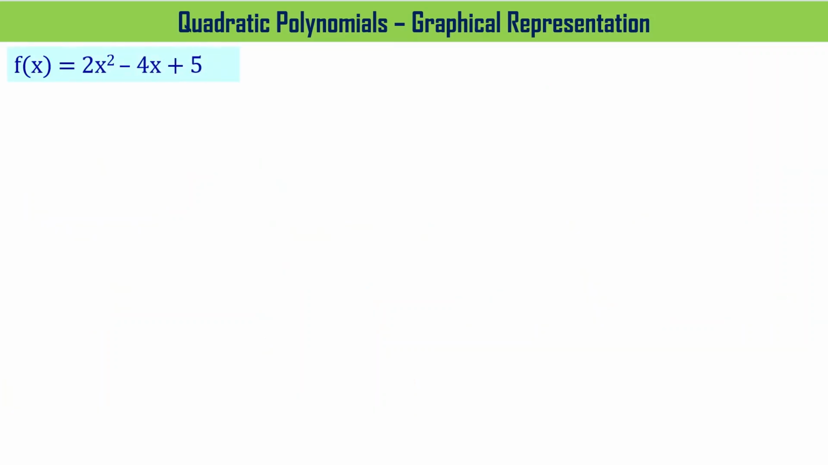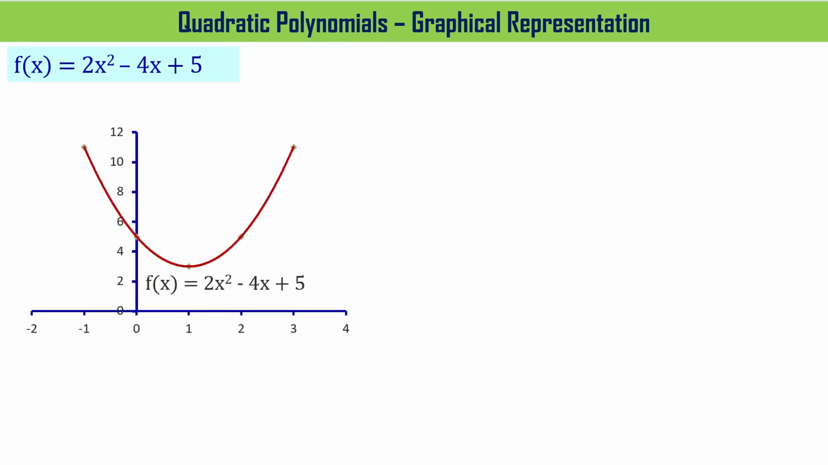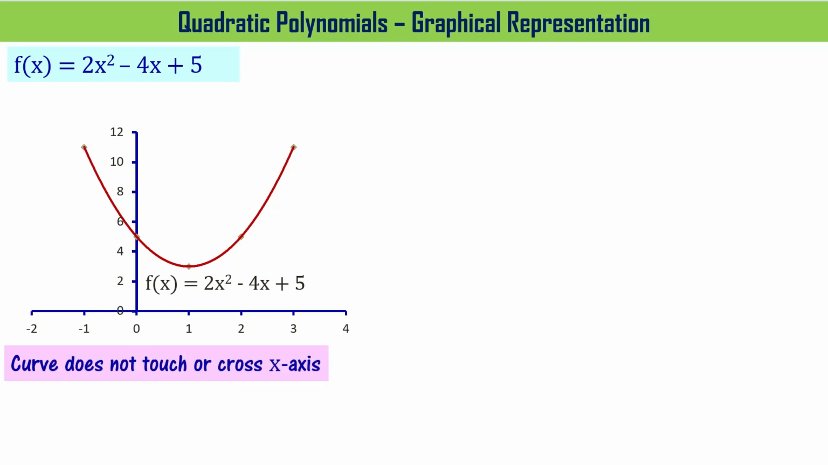Let's take a look at another quadratic polynomial, that is 2x square minus 4x plus 5. When you plot this particular polynomial, you get a figure like this. Here, you observe that this particular curve, the red colored curve corresponding to the quadratic polynomial, is not touching or crossing the x-axis, right? The curve doesn't touch or cross x-axis. It means that f of x equal to 2x square minus 4x plus 5 has no zeros. Please take a note of this.